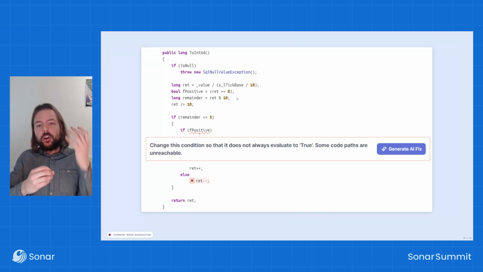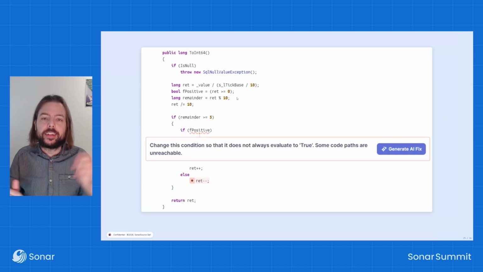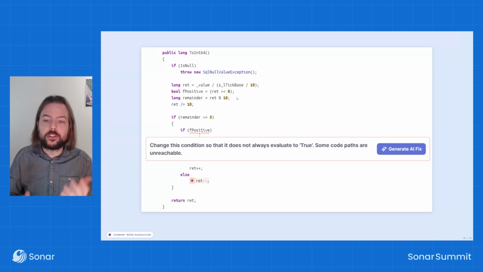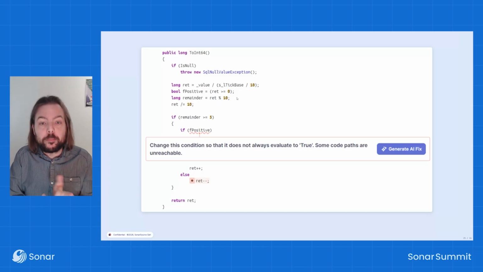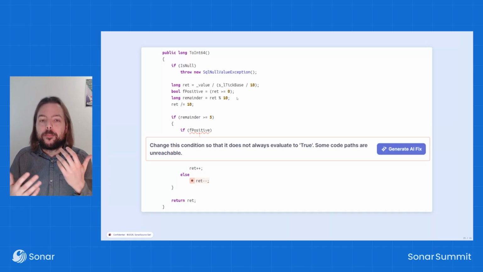And it's not the only kind of thing that the engine can detect. There are multiple other things it can find. It can find possible null dereferences, so all the pesky null pointer exceptions you might have in your code. It can take a look at index out of bounds problems. It can take a look at integer overflows. All these things can be found and detected with symbolic execution.